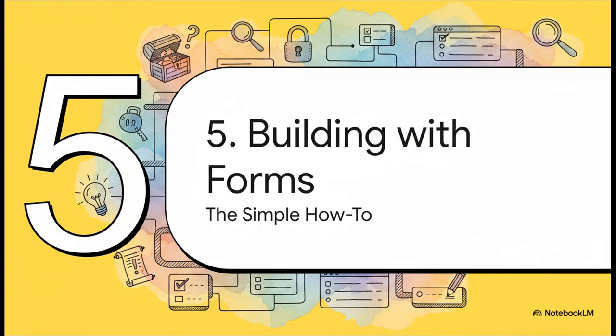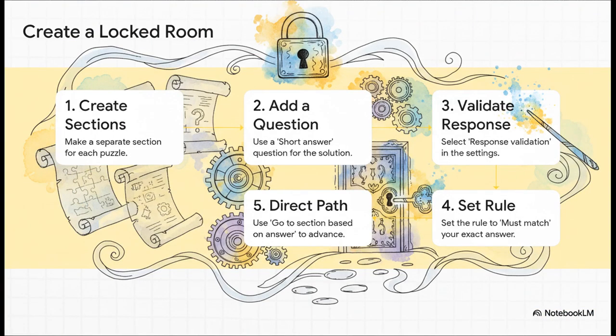Okay, so you've got your plan, your story, your puzzles. Now what? How do you actually build this thing? Well, you don't need any fancy software. We're going to build this entire experience using a free, accessible tool you probably use every day, Google Forms. The magic trick here is a feature called response validation. What you do is create a separate section for each puzzle, add a short answer question, and then you turn on response validation. You just set a rule that their answer has to match your solution exactly. If they type in the wrong thing, Google Forms literally won't let them move to the next section. It effectively creates a locked door that they can only open with the right answer.